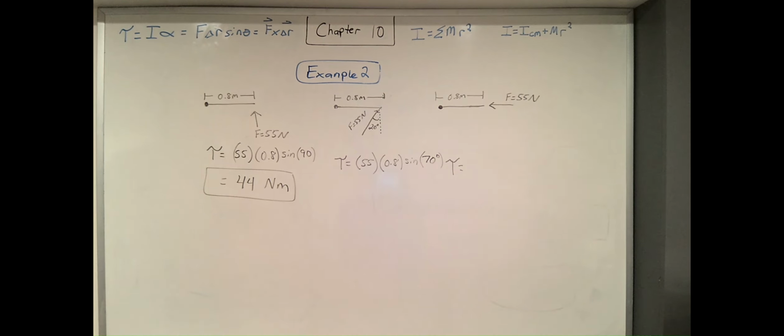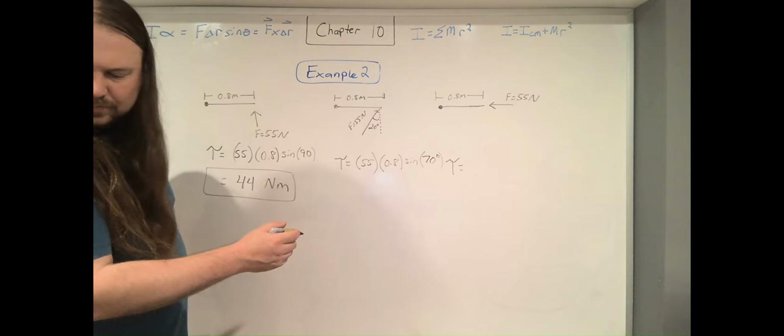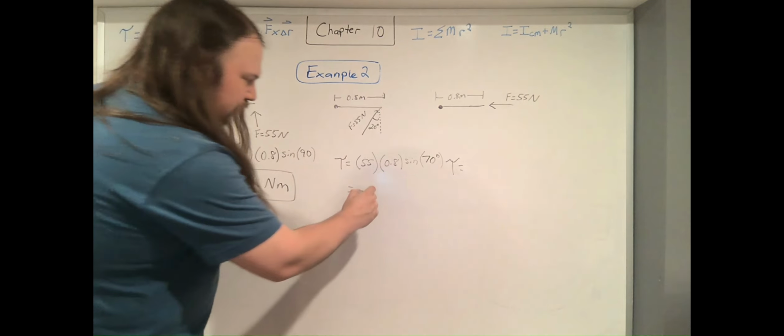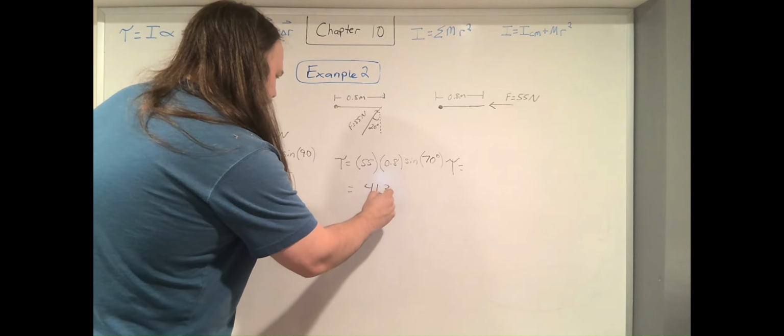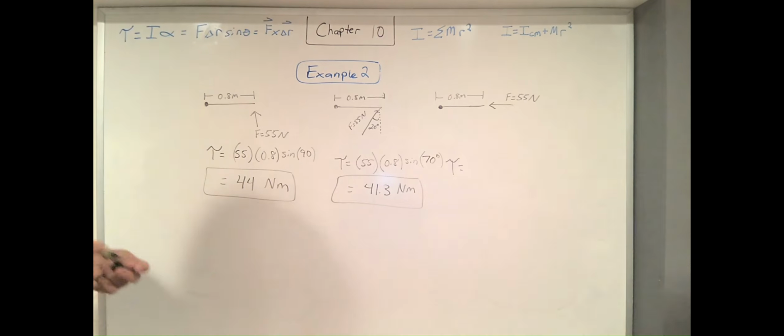All right, anyway, let's punch that in. We have 55 times 0.8 times the sine of 70. Do you think it's more or less? It is less. 41.3 Newton meters. All right, why is it less?